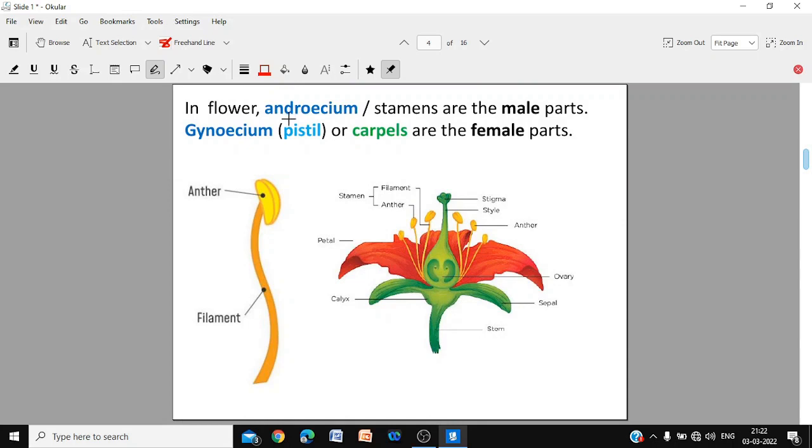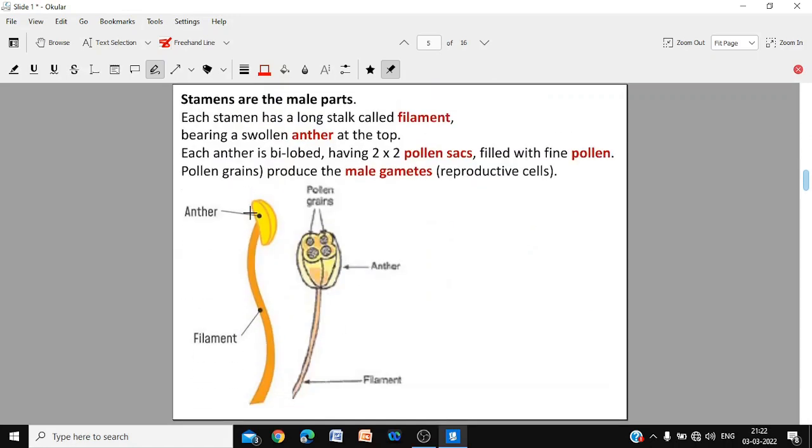In a flower, androecium or stamens are the male parts, and gynoecium, pistil or carpels are the female parts. And here is an example of the stamen, which consists of a stalk and an anther. Stamens are the male part. Each stamen has a long stalk called the filament and a swollen anther at the top. Filament, and at the top you have the anther.